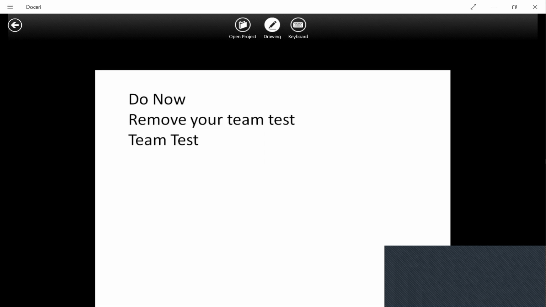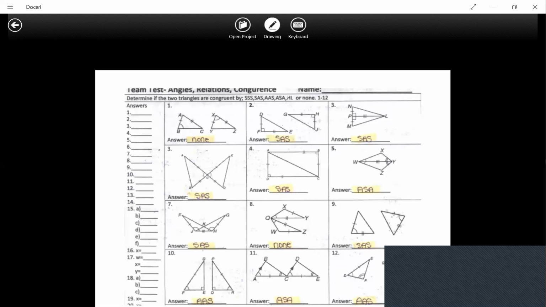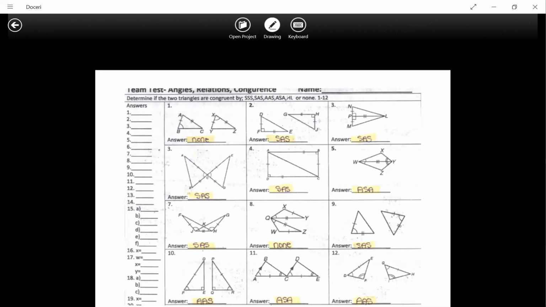Here's the first part. Take a look at those. Yes. Not congruent is fine. Yes. SAA is still fine. Yep. Yep. Yes.